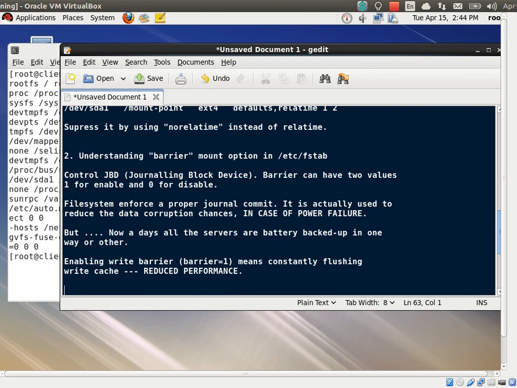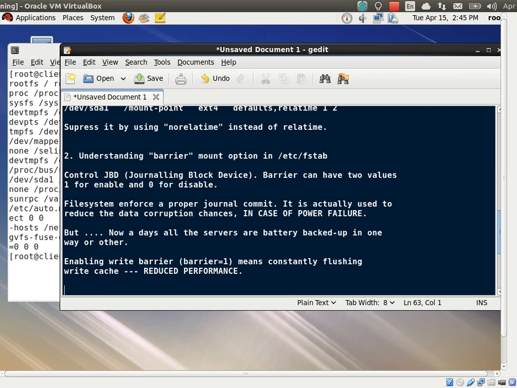We don't actually need it, but the kernel has no way to find out whether your server is battery backed up or not. So to be on the safe side, Red Hat has by default made the barrier active, so that in case of a power failure the operating system makes sure the journals are flushed and written to disk. On a proper battery backed up machine, I don't need this, so you can safely disable it.